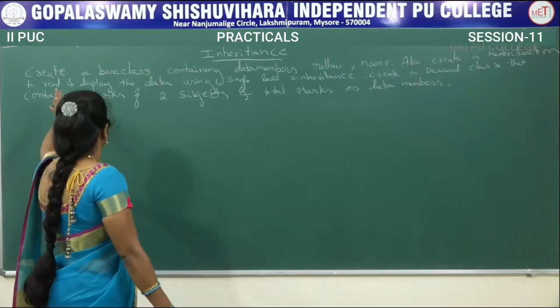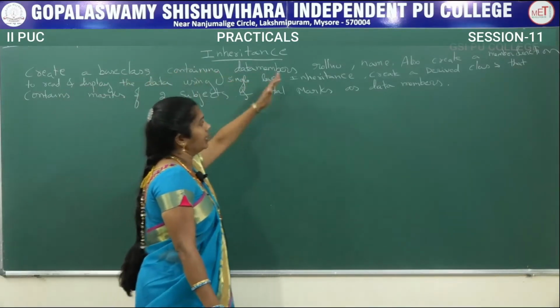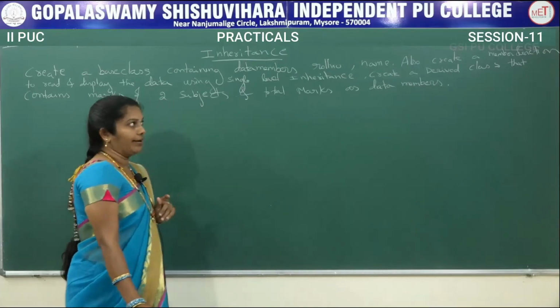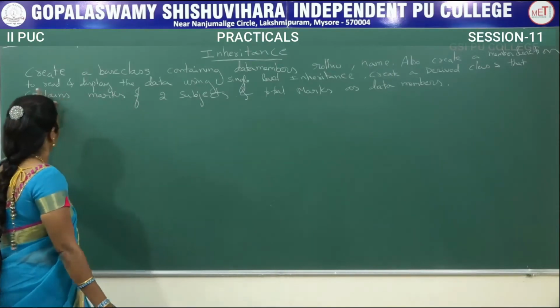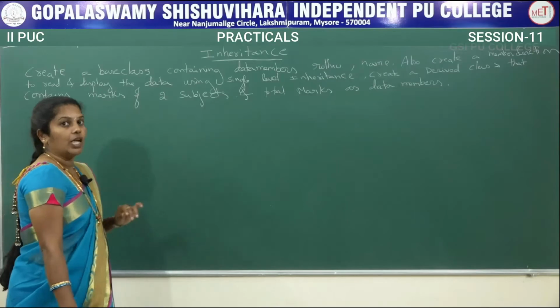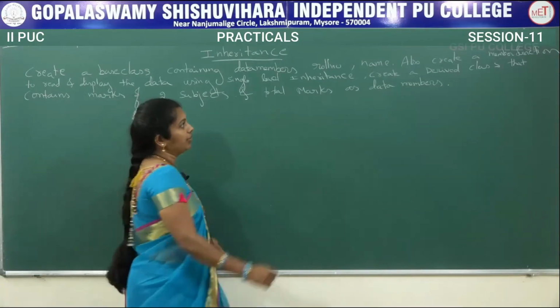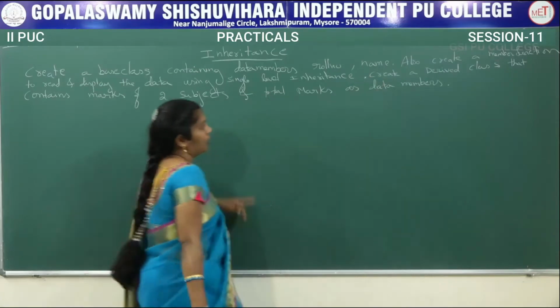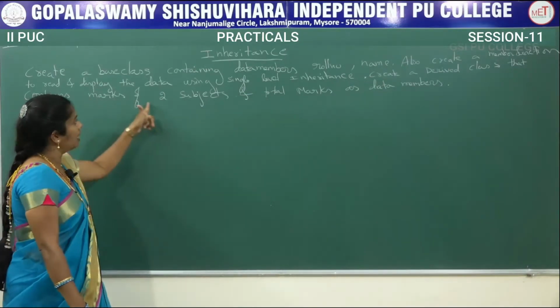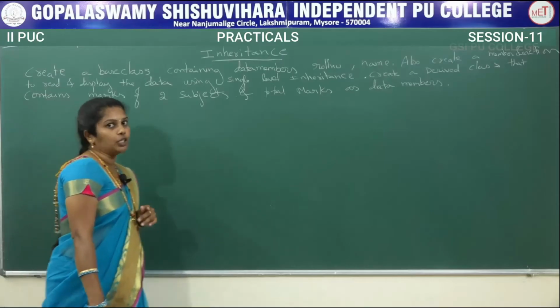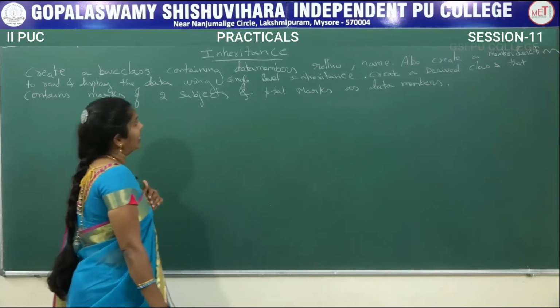The program here is to create a base class containing the data members roll number and name. Also create a member function to read and display the data using the concept of single level inheritance. Then with that you have to create a derived class that contains the marks of two subjects and you have to find the total.